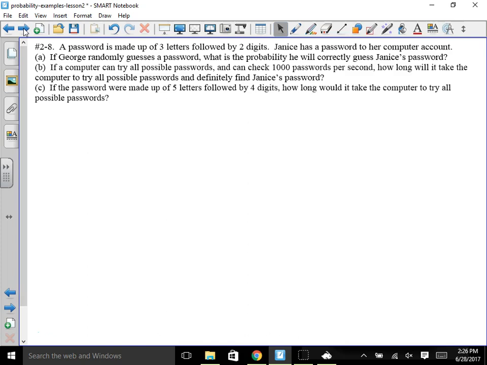Okay, let's look at the first one first, because that one is the probability calculation. It says the probability that George correctly guesses Janice's password. If he's just guessing and randomly guesses a password, a single password, then for him to guess the password, his guess would have to be the correct password out of all possible passwords. So for part A, I think we need to say the sample space is all possible passwords. Okay, so how many passwords are there?